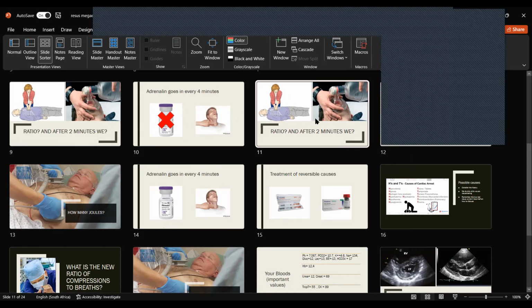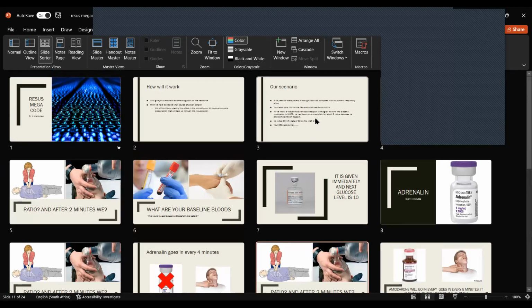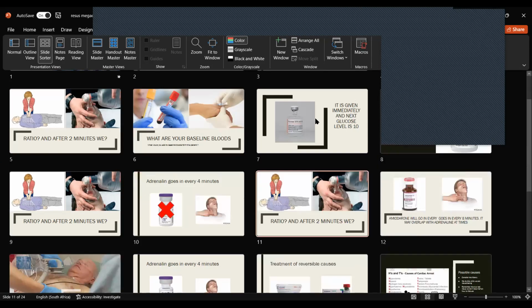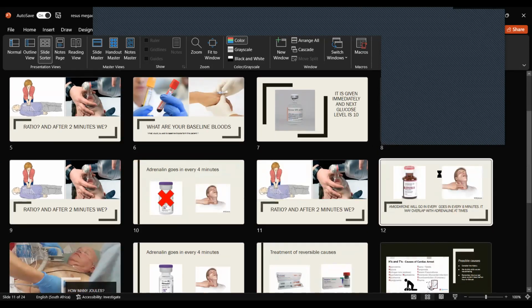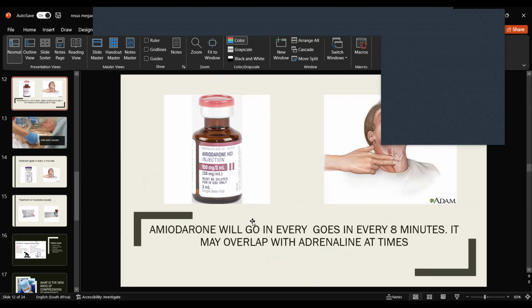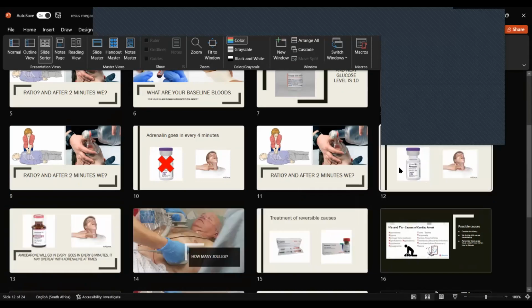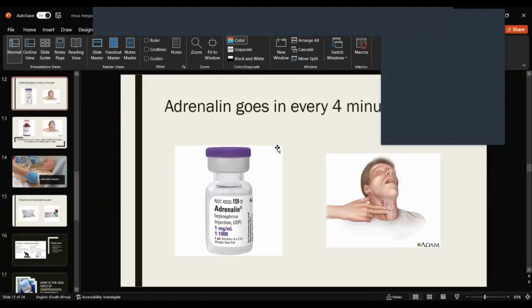And after we continue CPR, is there anything else that we should do after another 2 minutes? Very good. Recheck the pulse. Oh, sorry. No, this is the wrong one. My apologies. I also pulled out the wrong one. That's the amiodarone one. There we go. So we then give him adrenaline. Adrenaline goes in every 4 minutes.